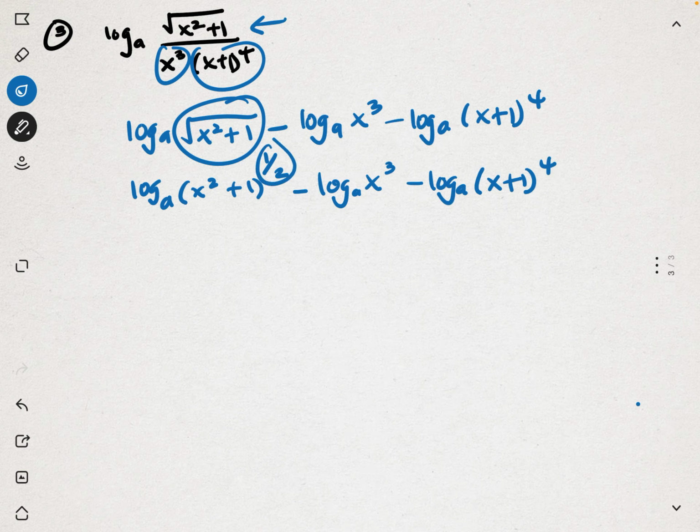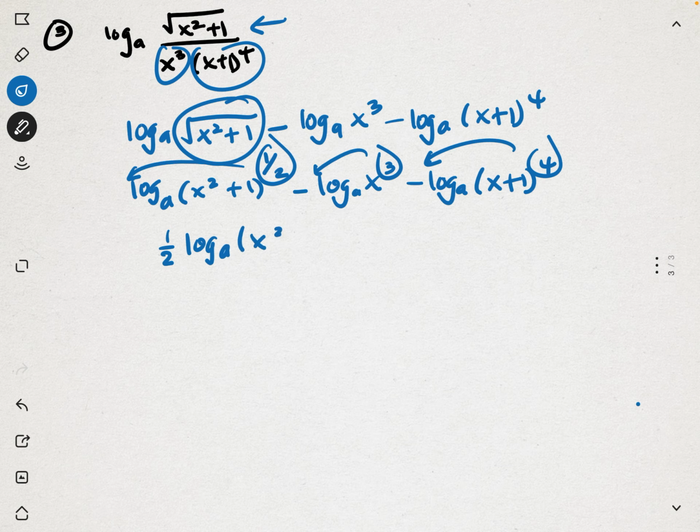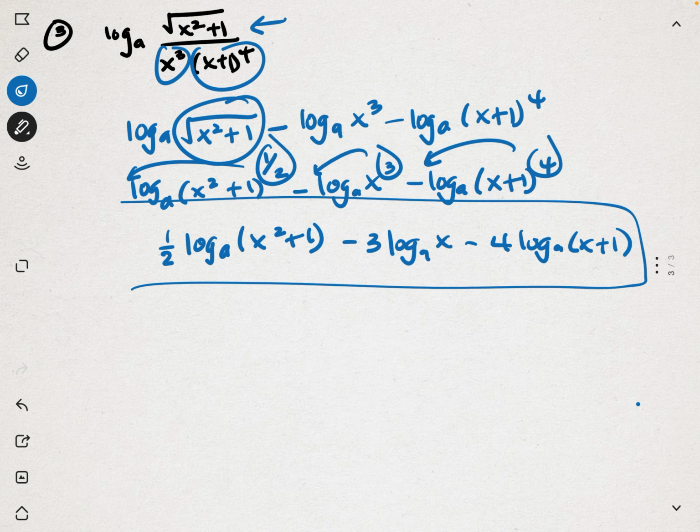Okay, and then we're going to take all our exponents now and bring them in front of our log. So we have 1/2 log base a of x squared plus 1 minus 3 log base a of x minus 4 log base a of x plus 1. Okay, and then now we're finished.